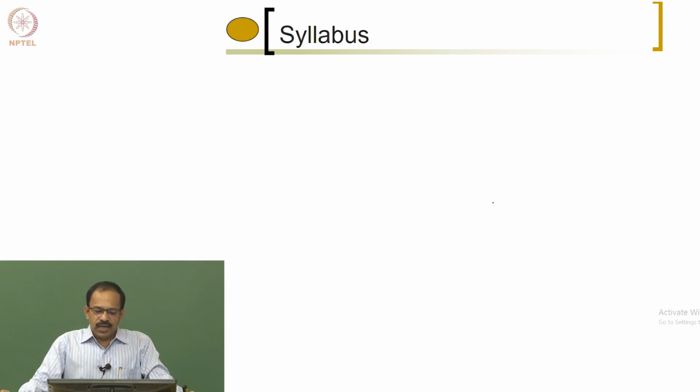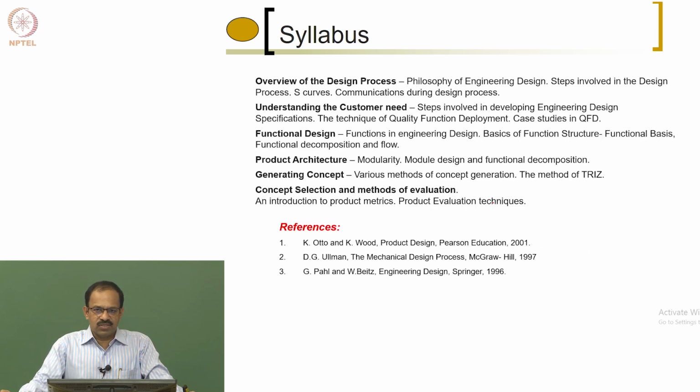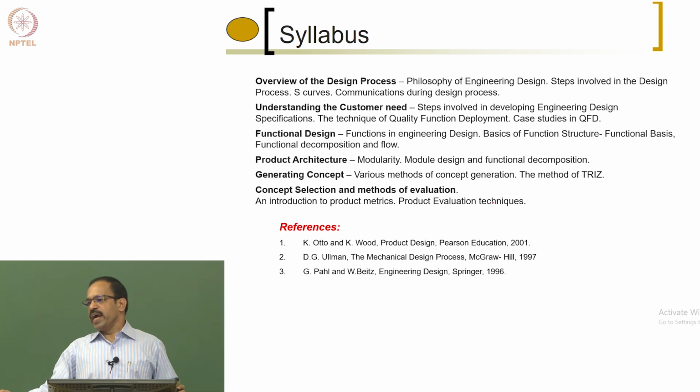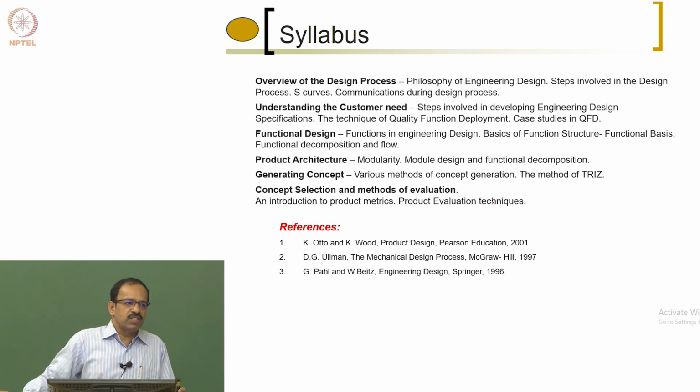Okay, so the syllabus for this course is as here. We'll be starting with an overview of the design process, and then we look at how we start from the customer. Yes, any product design starts with the customer, or there should be a customer for any product. So we'll try to see how we identify the needs of a customer, or what are the ways in which we can identify the customer needs, and then we go to the functional design.